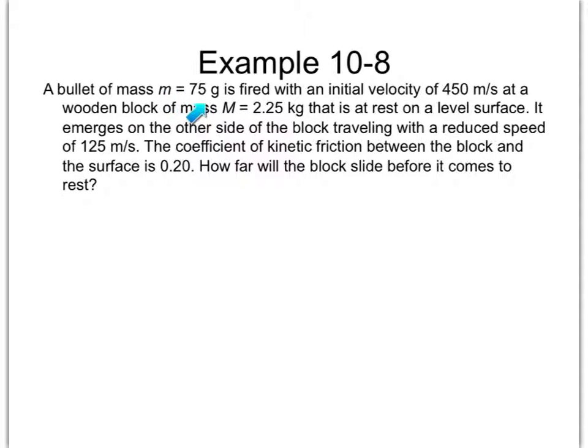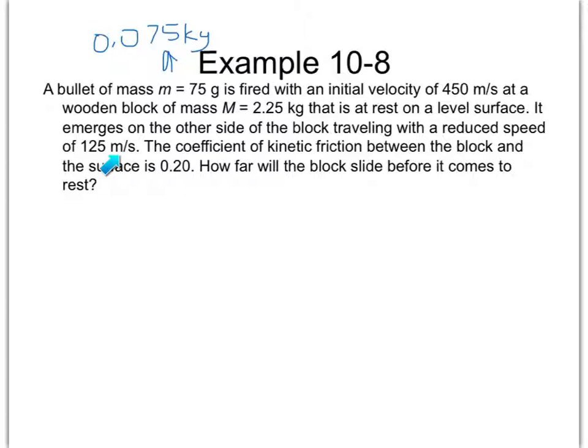A bullet of mass 75 grams. So actually, first of all, what we want to do is turn that into kilograms, right? So 0.075 kilograms is fired with an initial velocity of 450 meters per second. All right, so it's traveling at 450 meters per second at a wooden block. We have the block's mass, that is 2.25 kilograms, and it's at rest. The bullet emerges on the other side of the block, traveling with a reduced speed of 125 meters per second.